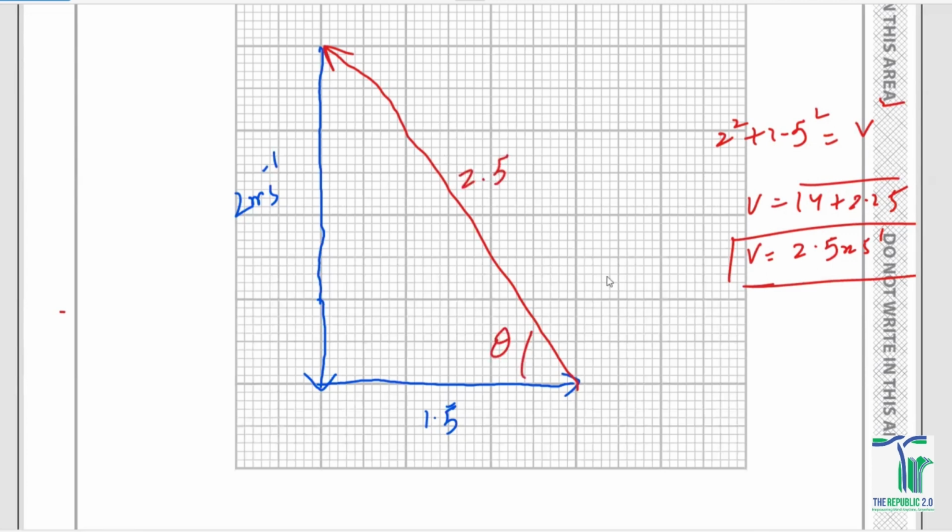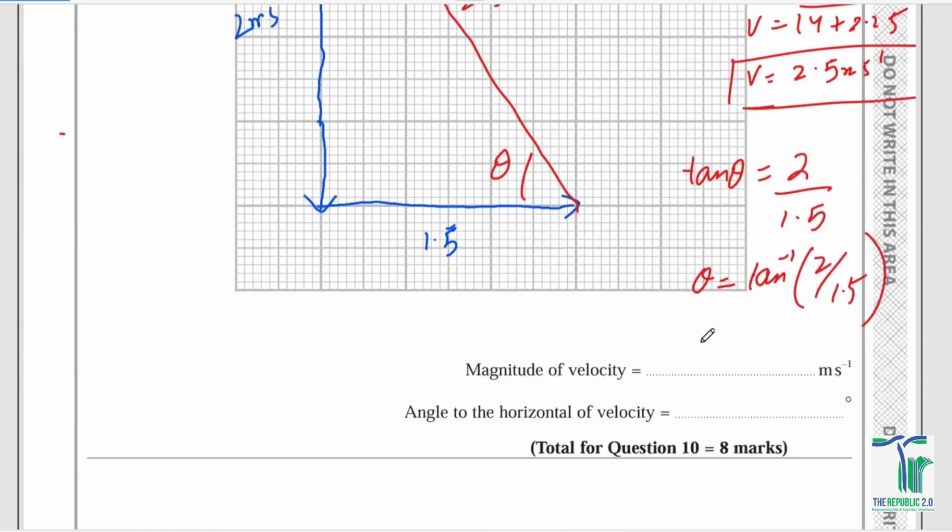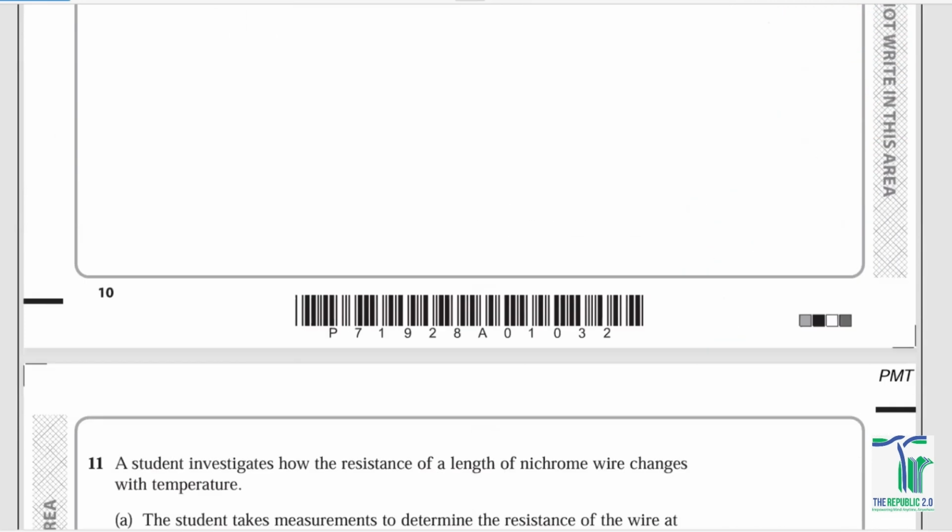And if you want to calculate the angle, tangent theta equals opposite over adjacent, TOA. Opposite is 2, adjacent is 1.5. So theta comes out to be tangent inverse of 2 divided by 1.5. And you'll eventually get theta equals 53. And the magnitude of velocity is 2.5 meters per second. That is how you were supposed to do this question.